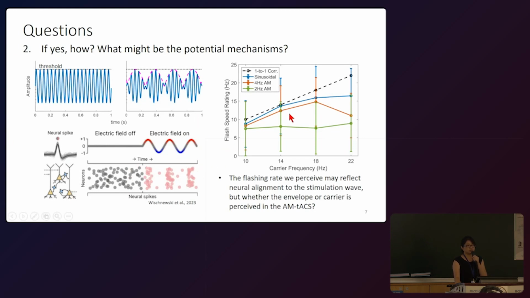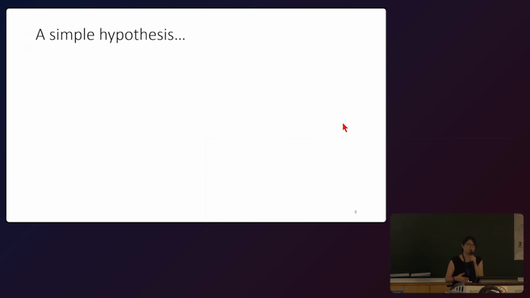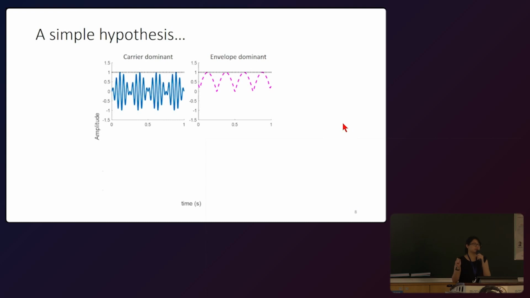But this is the situation in the sinusoidal condition, so why do we have this kind of lag effect here? What happened in the AM-tACS condition? Because it's the beginning, we just formed a very simple hypothesis, that there are two possibilities. One is that the neural alignment is aligning to the carrier frequency anyway, so the carrier dominant hypothesis. The other is that our perception only picks up the envelope information, for example the 2 hertz or 4 hertz, and ignores the fast oscillations.